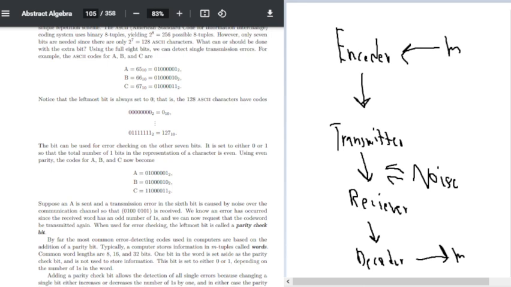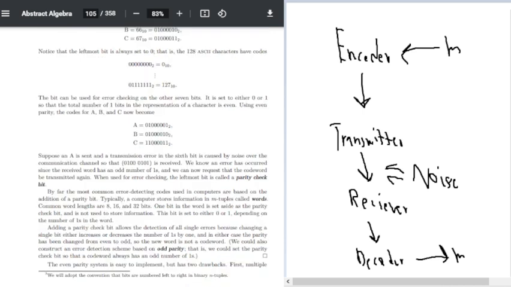It is set to either 0 or 1, so that the total number of 1 bits in the representation of a character is even. Using parity, the codes for A, B, and C now become A = 01000001, B = 01000010, and C = 11000011. So, why does this C have a 1? Let's think about this. For A, we have two 1s, so the parity of this number, which is the sum of the parity of every individual bit, gives us 0. Again, for B we also have two 1s. We have an even number of 1s.